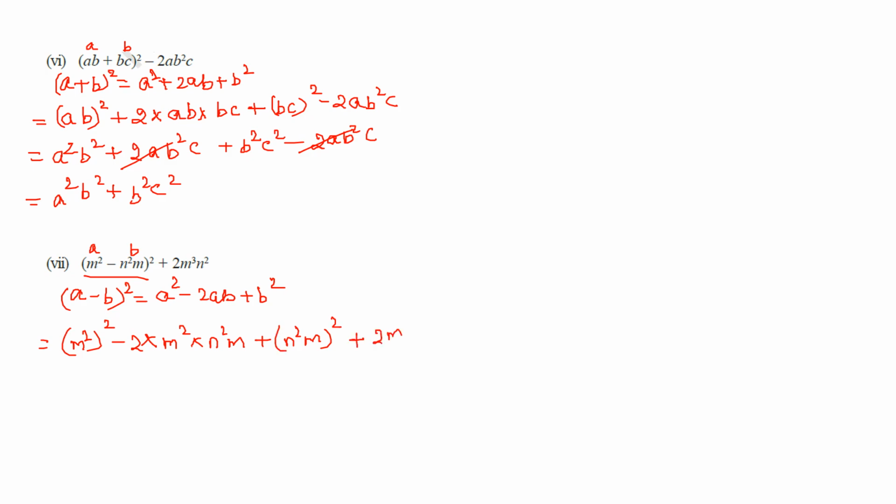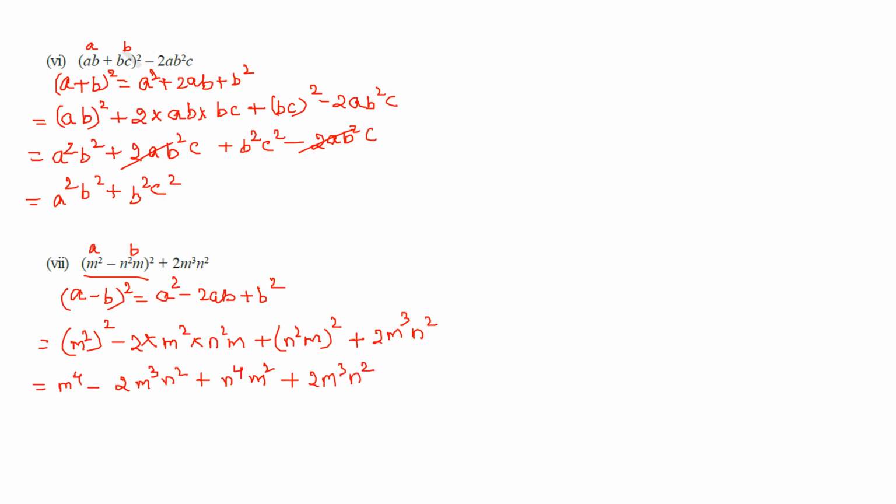plus 2m cube n square. m to the power 4 minus 2m cube n square plus n to the power 4 m square. (n square m) whole square is n to the power 4 m square, plus 2m cube n square.